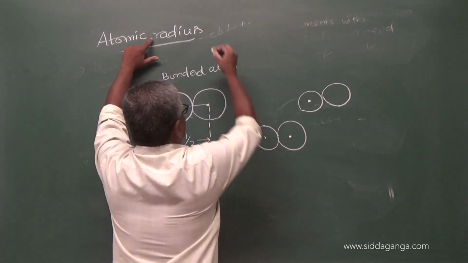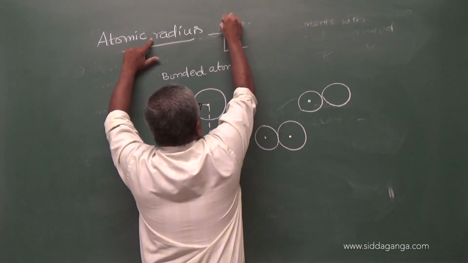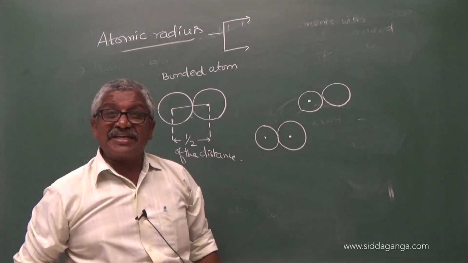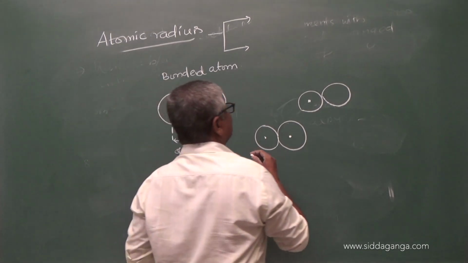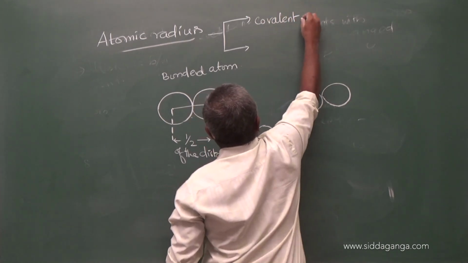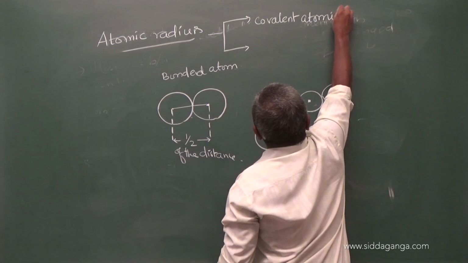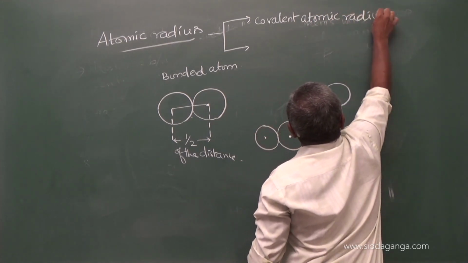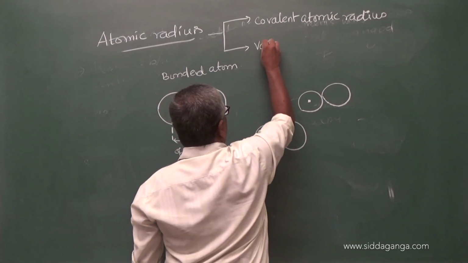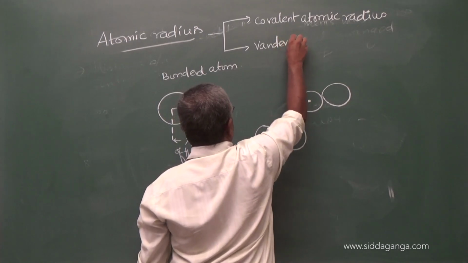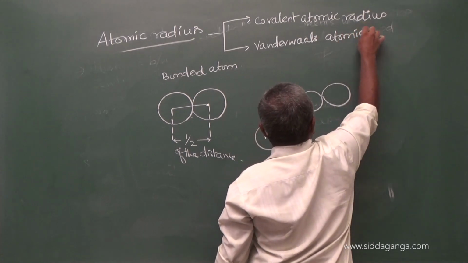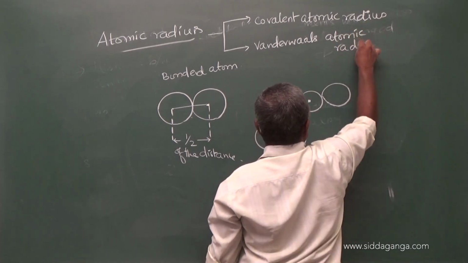So the atomic radius is classified into 2 types. One is called covalent atomic radius. The second one is called van der Waals atomic radius.